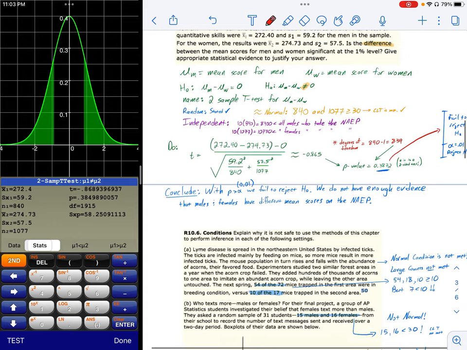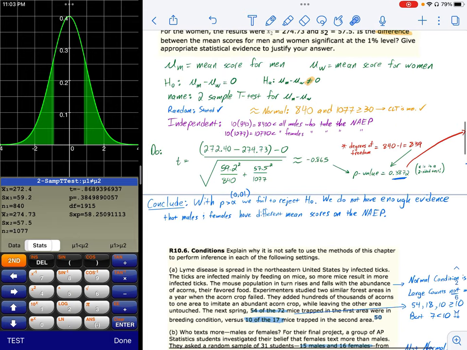Okay, so we are not rejecting this, so the evidence kind of supports this. Or you could also say, we do not have evidence of this. We do not have evidence that there's a difference. And that's the way I phrased it: we do not have enough evidence that males and females have different scores on this test.